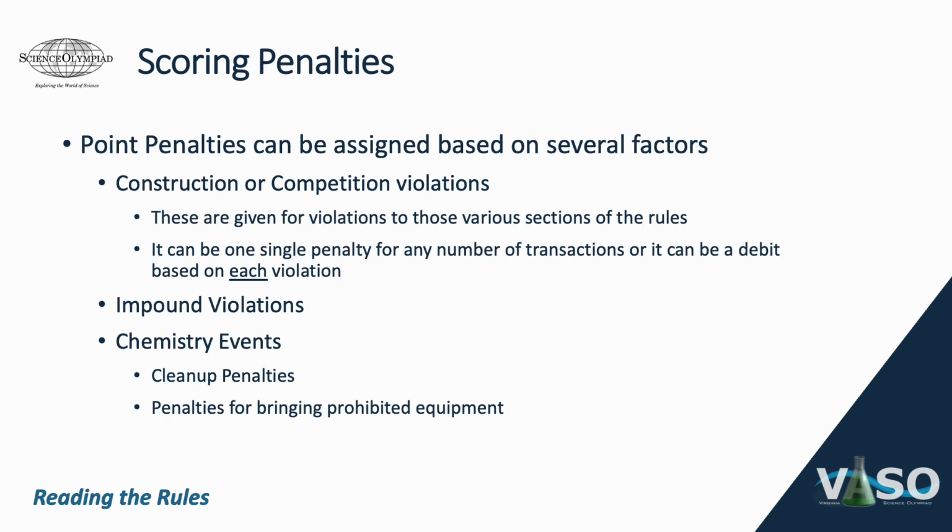Also in the scoring section are the penalties, a harder topic to talk about. A lot of penalties are done as point penalties, and they can be assigned based on several factors. The first and the most common are construction or competition violations. And that's given for violations to those various sections of the rules. So if you violate something in the construction section, it's a construction penalty. In the competition, it's a competition violation. Now, it can be a single penalty. So if you've had one construction violation or three, it might still be the same points off. Or it could be a debit based on each violation. So it could be X number of points per construction violation. And you'll see that described in the rules, how that's applied.